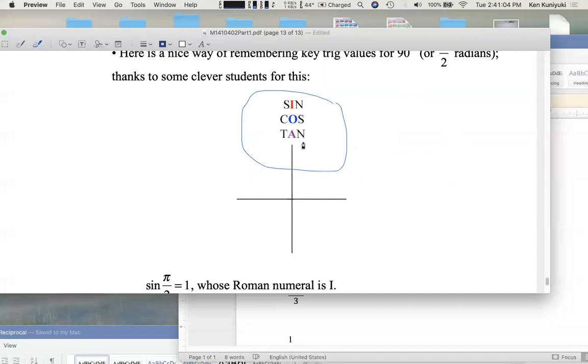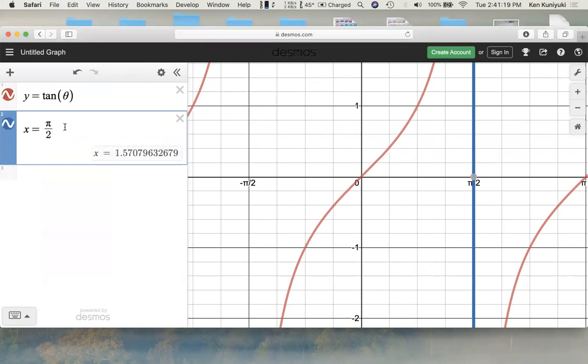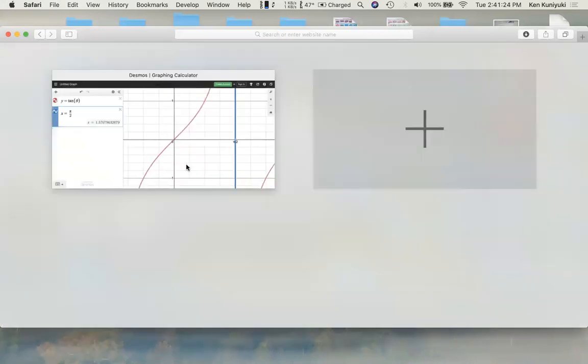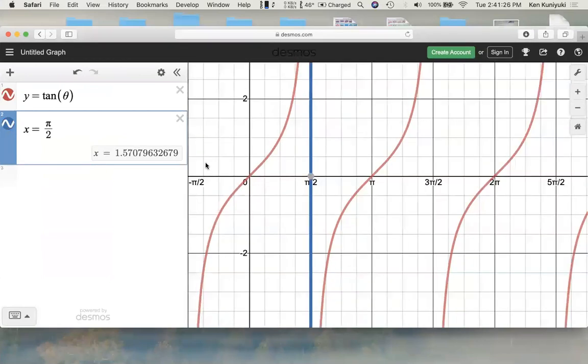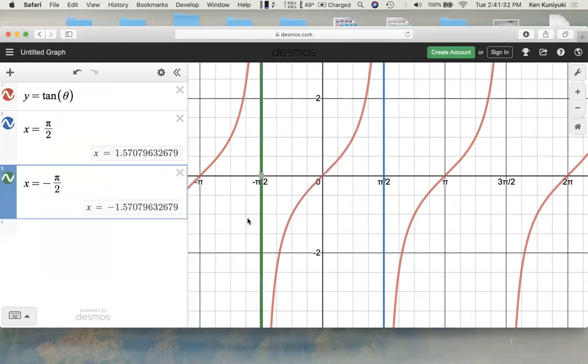Well, if you graph y equals tangent of theta, what happens at theta equals 90 degrees or pi/2 radians? You get an asymptote. Theta equals pi/2. Maybe x equals pi/2 is better. Yeah, x equals pi/2, vertical asymptote. There's also another vertical asymptote at x or theta equals negative pi/2 over here. We'll talk more about these later on.